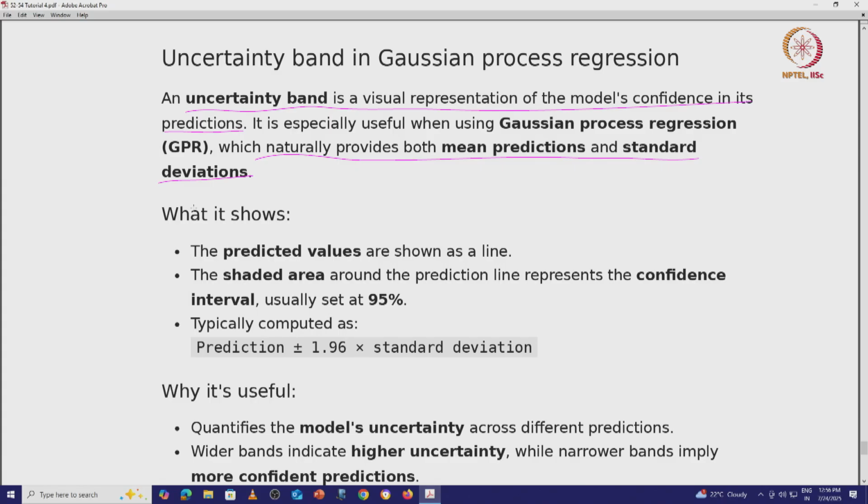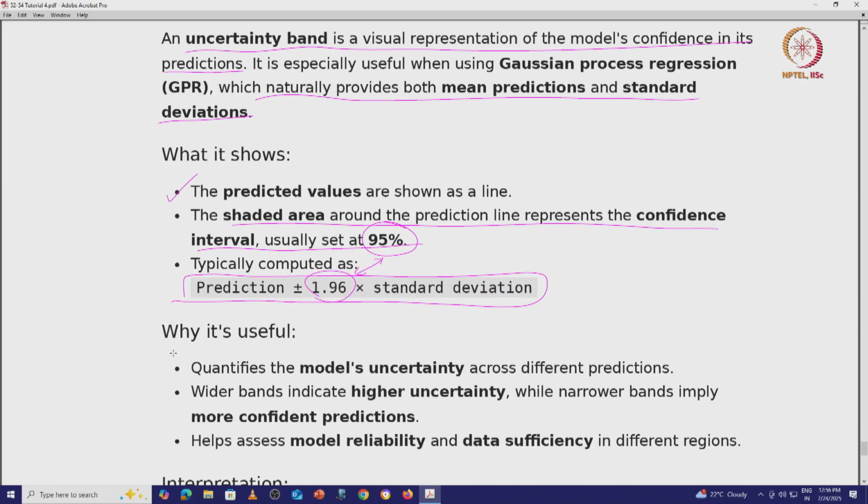So, what this shows is the predicted values, shown as a line, and the shaded area around the prediction represents the confidence intervals, usually set at 95%. If you look at a normal distribution and set the confidence interval at 95%, you can get the interval as prediction plus or minus 1.96 times the standard deviation. This 1.96 number comes from 95%. If you look at the cumulative distribution function plot, you will see that. Okay. So, now why is it useful?